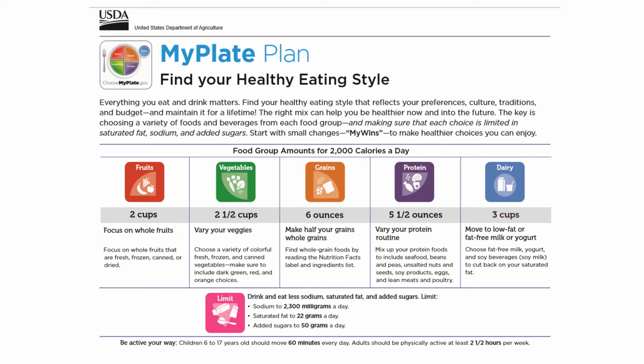The recommendation I give for added sugars is actually to keep it under 24 grams a day, which is half that recommendation. And then be active your way, so at least 60 minutes every day for children, and for adults at least 2.5 hours per week of activity. So of course activity isn't necessarily diet based, but obviously activity and diet kind of balance each other.